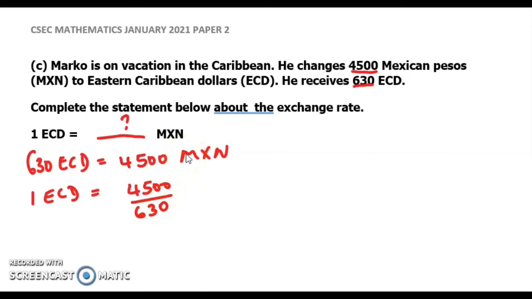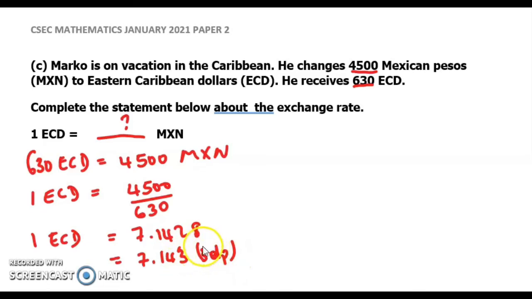You can use your calculator. And when you divide that, you should get 1 ECD is equal to 7.1428, and you can also round off that to 3 decimal places, so it can be 7.143, and that would be 3 DP. You can also double check to see if your answer is correct by simply multiplying the 630 by the 7.143 in order to see if you're going to get 4,500 MXN.